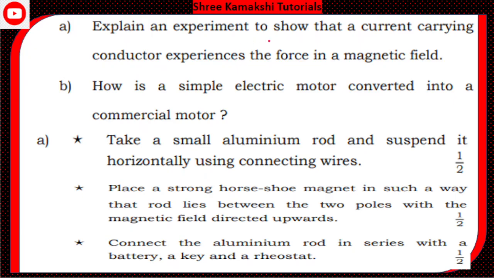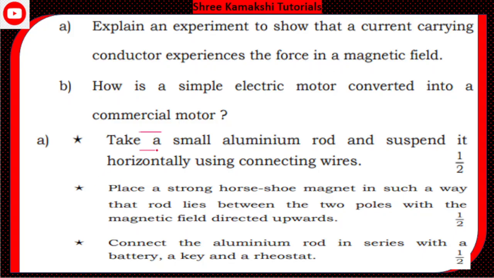Explain an experiment to show that a current carrying conductor experiences a force in a magnetic field. The second is, how is a simple electric motor converted into a commercial motor? First is, explain the experiment to show that a current carrying conductor experiences a force in a magnetic field.